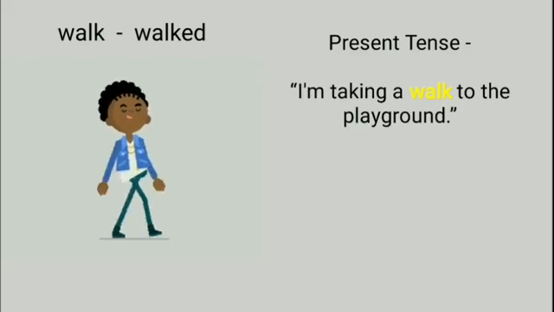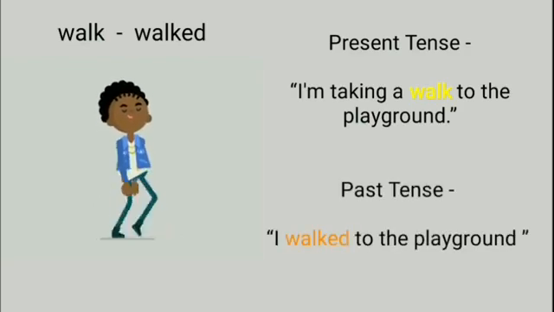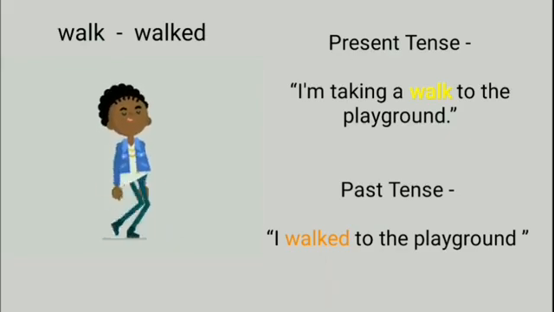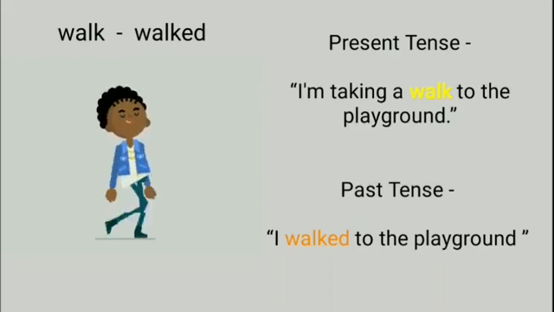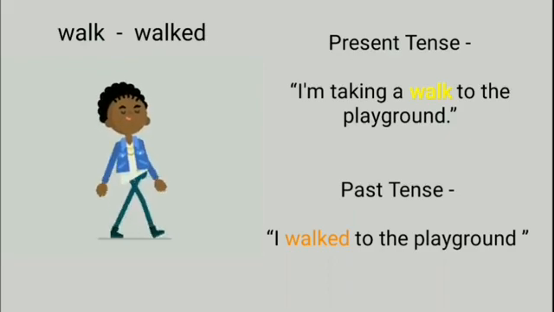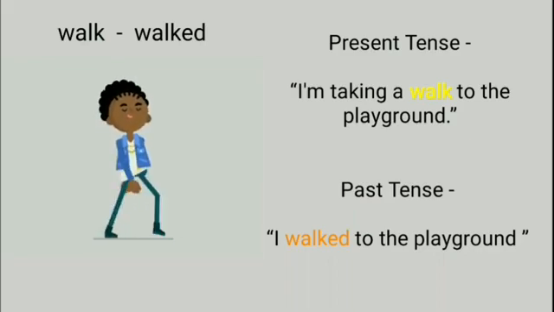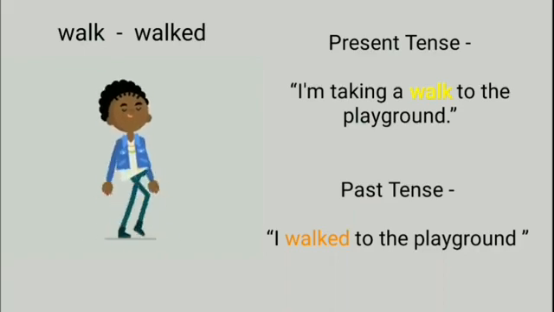Now, how do we convert this into past tense? We will write our sentence as I walked to the playground. That means here we're talking about an action that already happened. I walked to the playground.